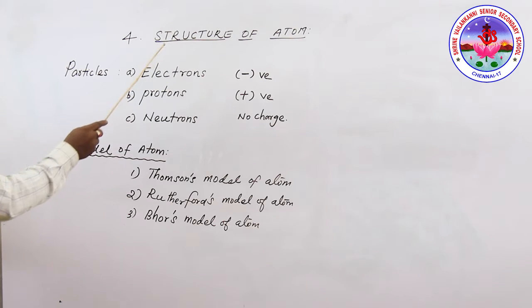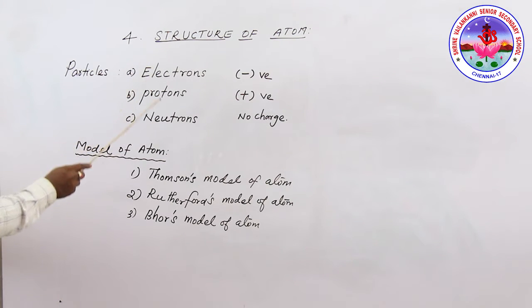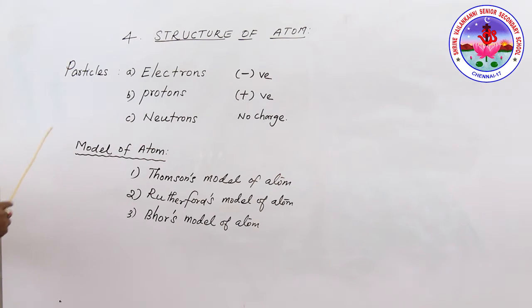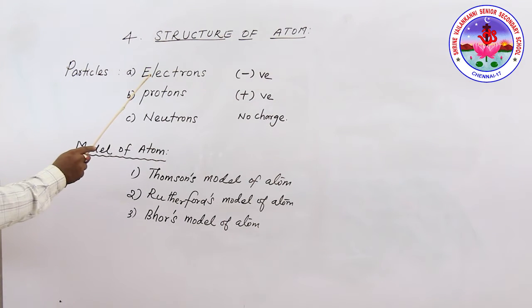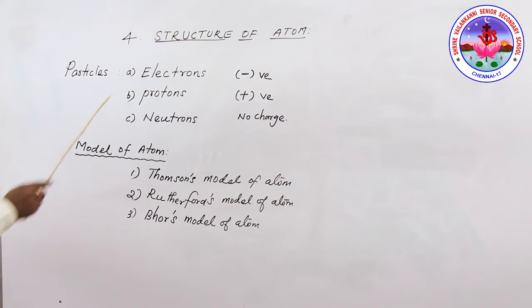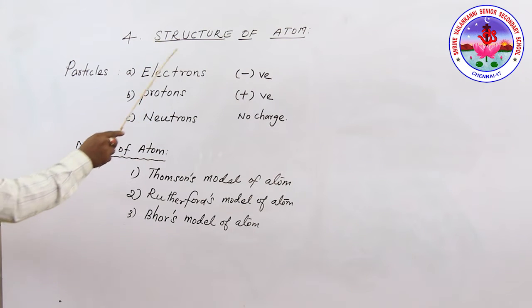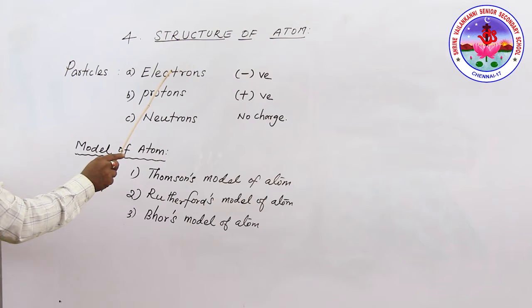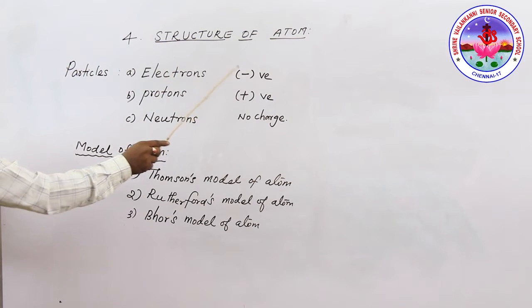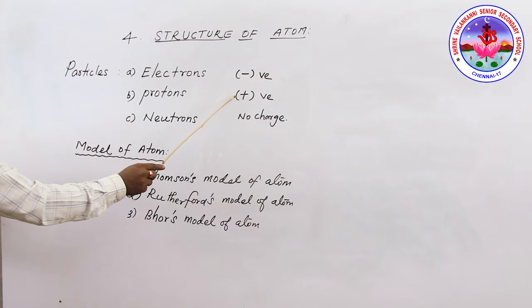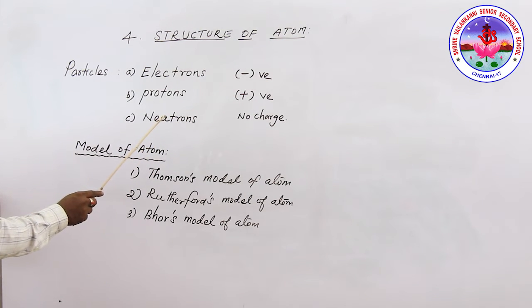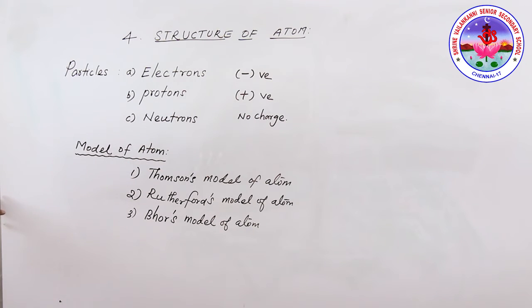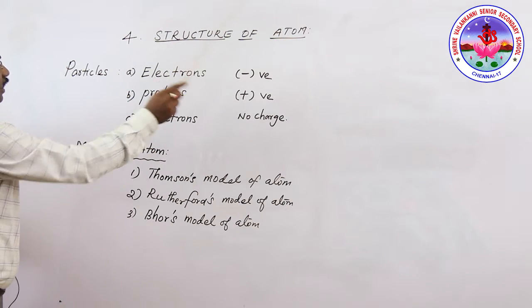The atom consists of three important fundamental particles inside the nucleus. You know very well the fundamental particles are electron, proton and neutron. Correct? Each particle has a different charge. The electron has a negative charge, the proton has a positive charge, and there is no charge on the neutron. These particles are available inside the nucleus of the atom.